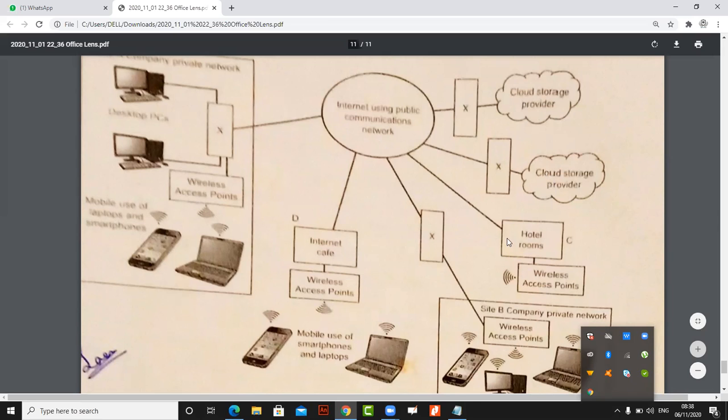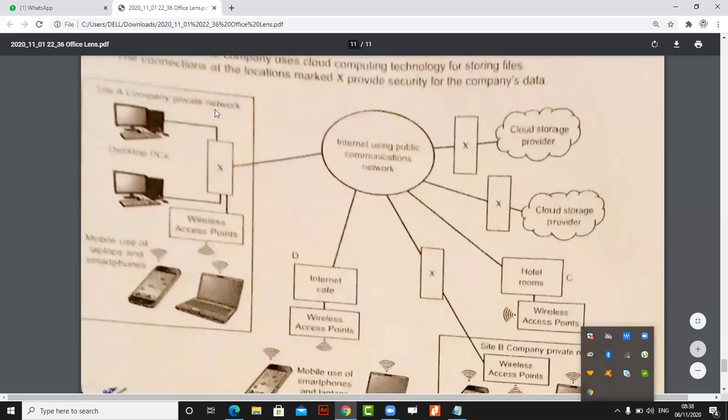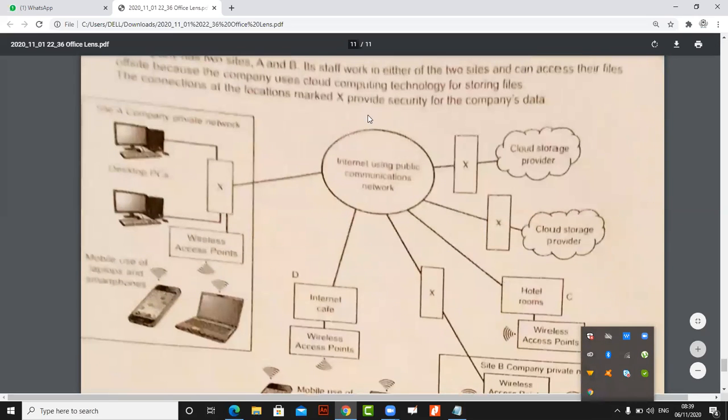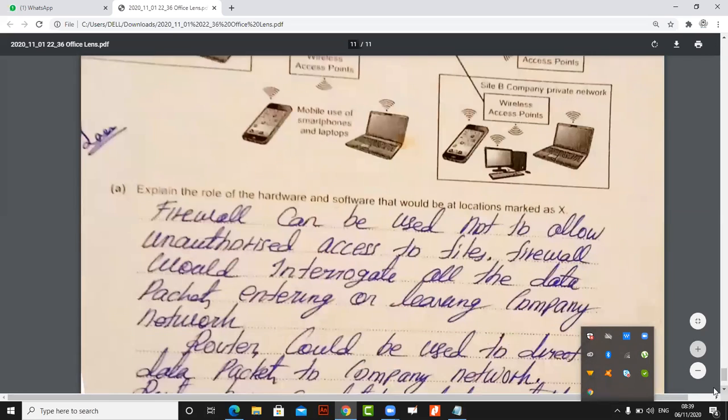Cloud storage, then here we have Site B, wireless access point, right. Then what do we have here? Okay, it's a company's private network, desktop PCs and wireless access point, so it's a different thing. So obviously it must have come to your mind what X basically is. We can explain the role of hardware and software that could be located at mark X. Well, a firewall can be used. Since the internet uses a public network, you have used a public ISP for the connection, so obviously I can have a firewall. X could be a firewall.